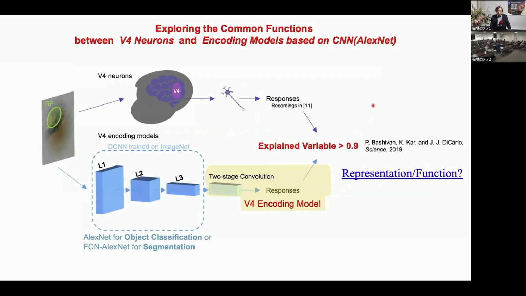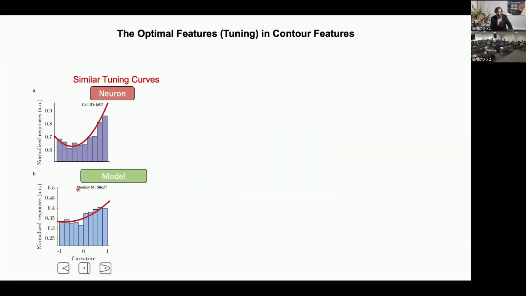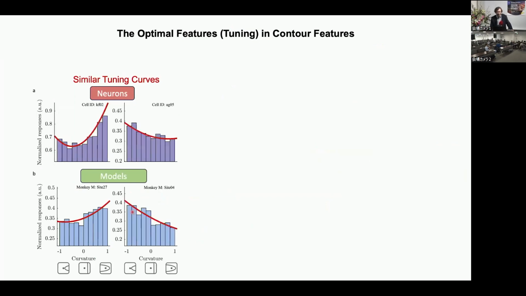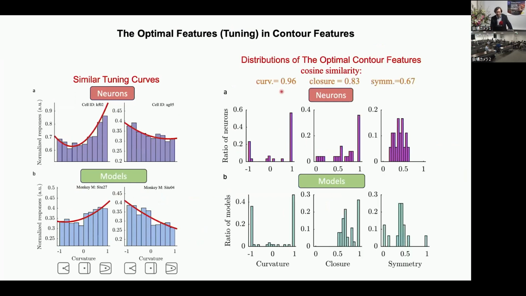What we want to examine is the representation within this artificial network. We are focused on contours, so let's focus on the contour again. This is the tuning curve I showed before for the neuron, and we compute the same thing from the corresponding model. We get a very similar curve, which is good. And this is another neuron. How about the population? This is the population of the curvatures, just as I showed before for neurons, and this is the model response. The similarity is quite high, 0.96.